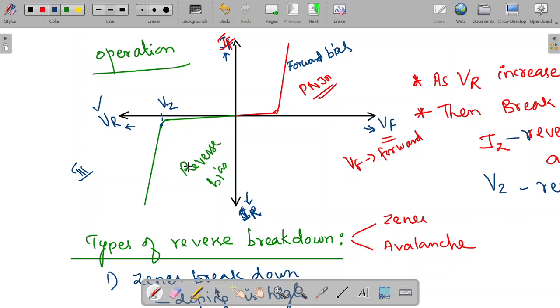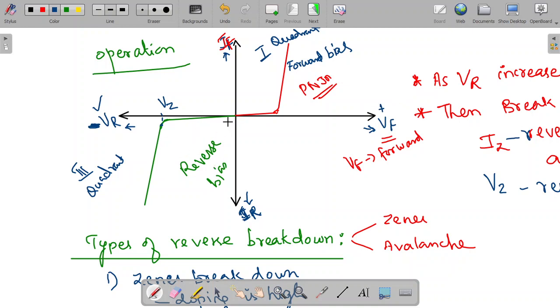For reverse bias we are showing it in the third quadrant of the graph, and the forward bias will be shown in the first quadrant, isn't it? This is in the third quadrant because this is the negative voltage; we are giving the negative voltage. Here we will be giving the positive voltage for the forward bias.